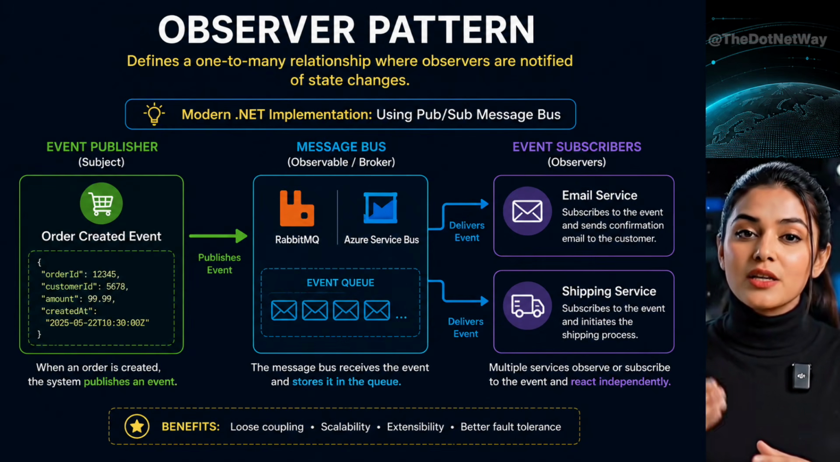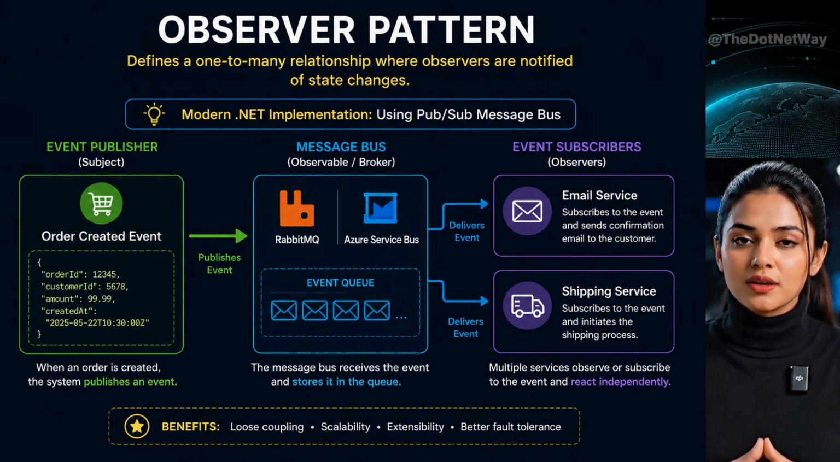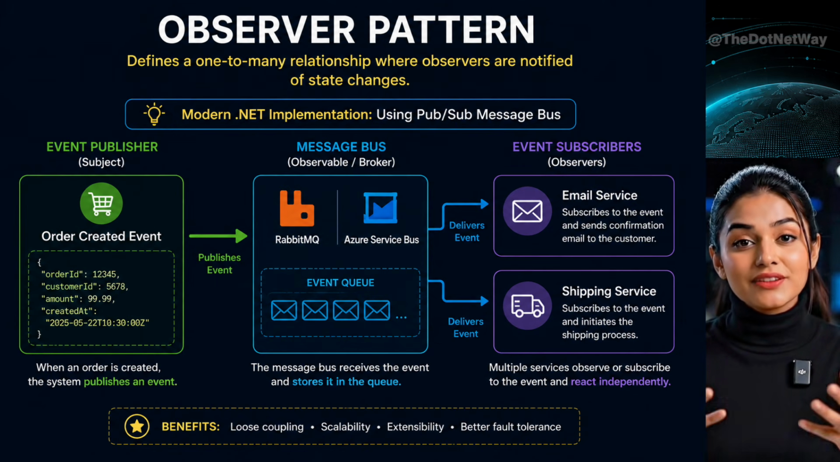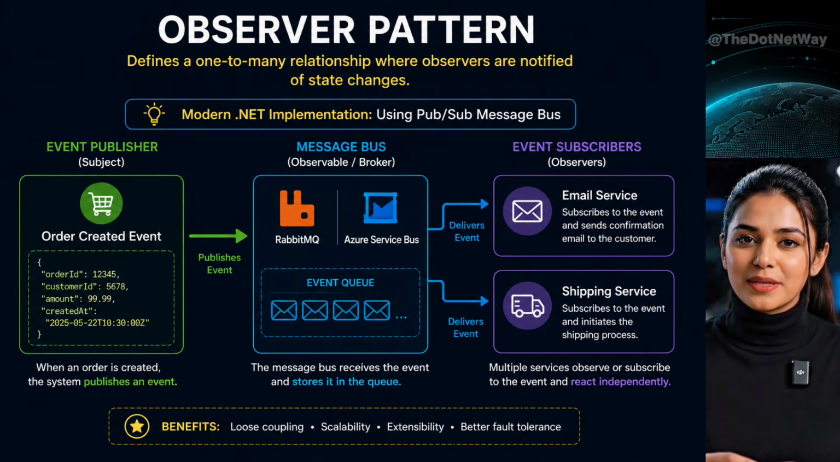How do you implement the observer pattern in modern .NET? The observer pattern defines a one-to-many relationship where objects are notified of state changes. While we traditionally used C# events, in modern distributed apps we use a pub/sub message bus. When an order is created, the system publishes an event. Multiple background services observe or subscribe to this event and react to it independently, keeping the architecture highly decoupled.